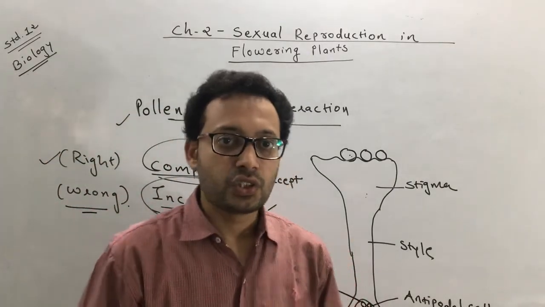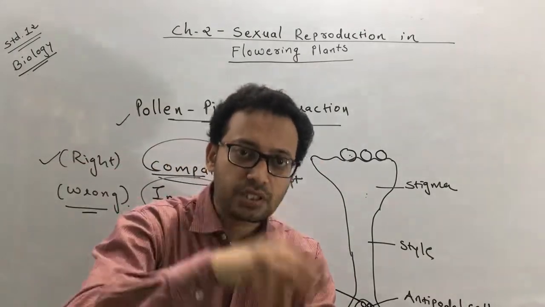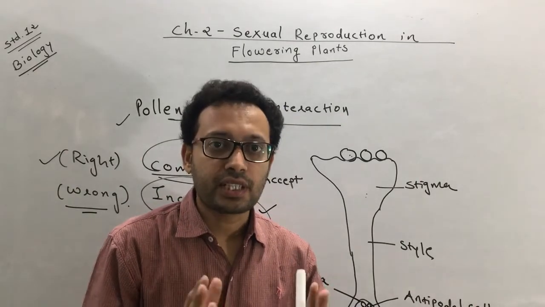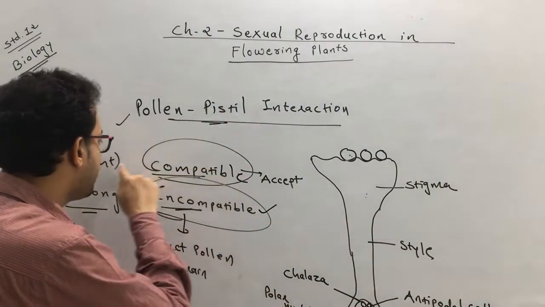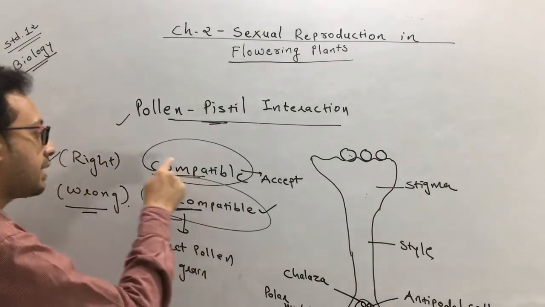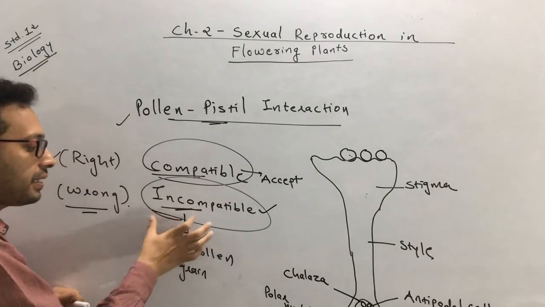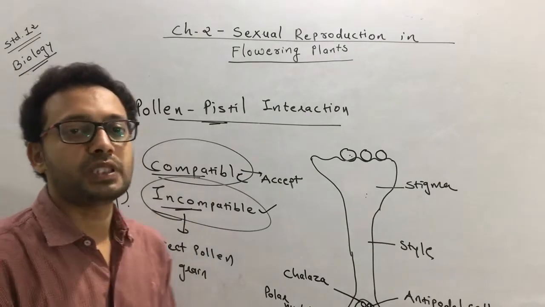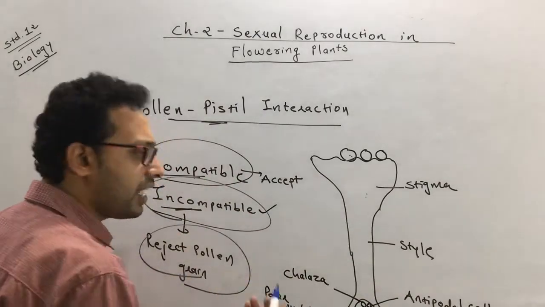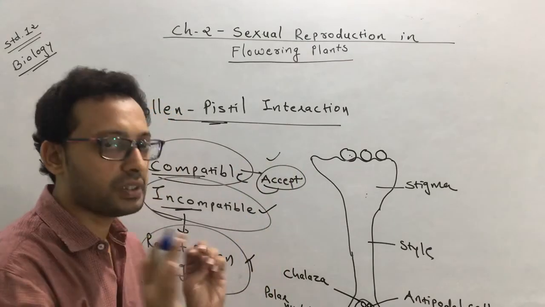Okay, clear? So this is a very basic thing. When the pollen grain falls onto a stigma or a carpel, the plant or the carpel will identify whether it is a self pollen, or you can say compatible pollen, or an incompatible pollen. If it is a compatible or right pollen, the pistil will accept it. If it is an incompatible or wrong pollen, then the pistil will reject it. If it rejects it, now you know that the further process does not occur. But if it accepts, then what happens, that we will see.